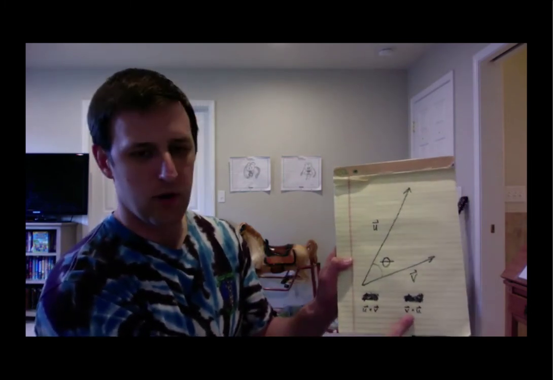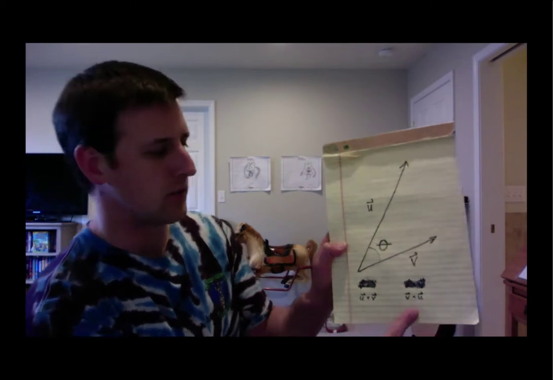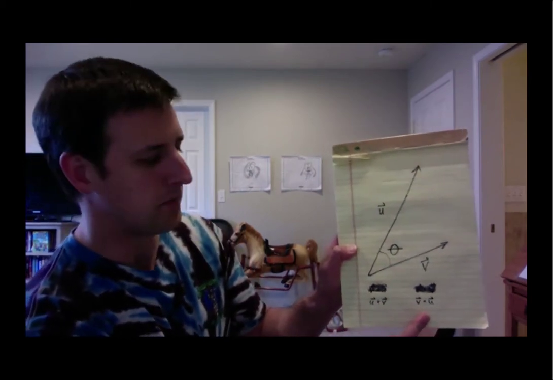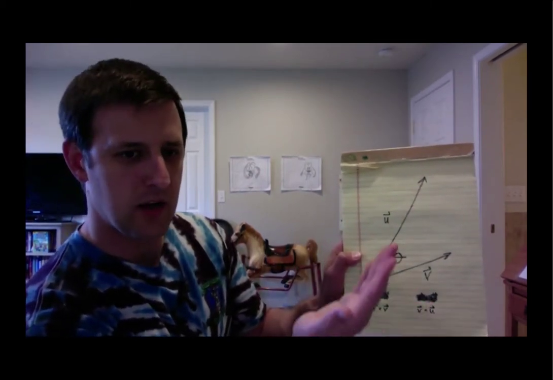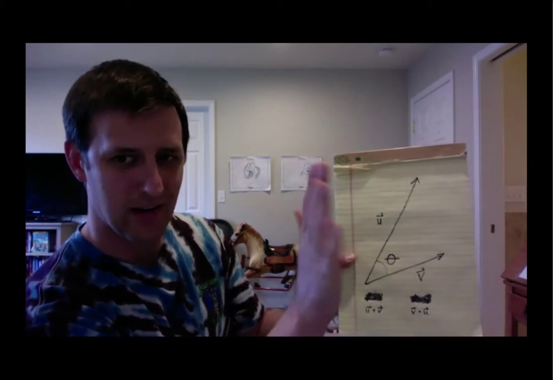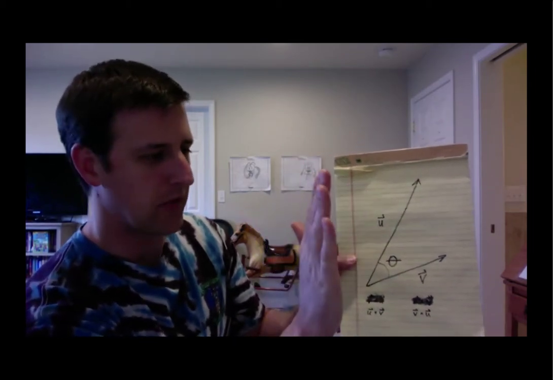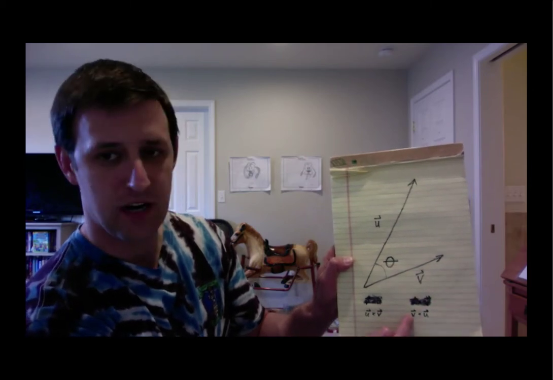So let's start with the one on the right, V cross U, because it's easier to do. The right-hand rule says take your right hand, it's got to be your right hand, and stick the edge of your palm against the first vector.